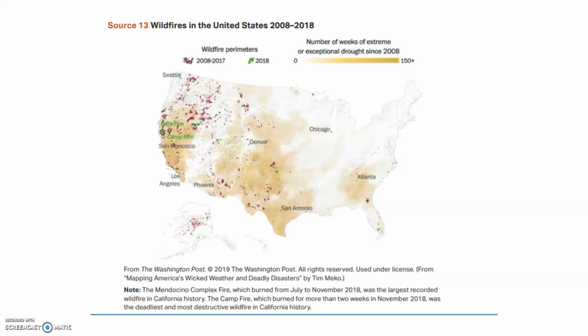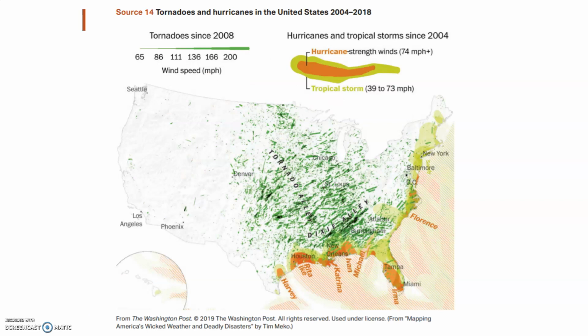wildfires. And so this map does not just tell us things about fires in the range of 2008 to 2017, and also specific fires in 2018, but we could possibly make predictions of where we would probably see wildfires in, let's say, 2025. And then source 14 is a map of the United States.